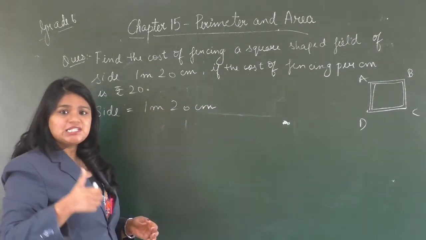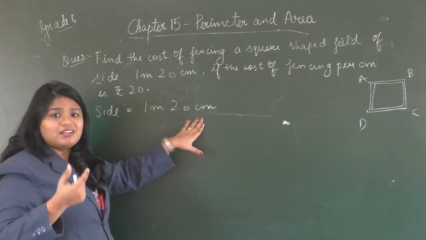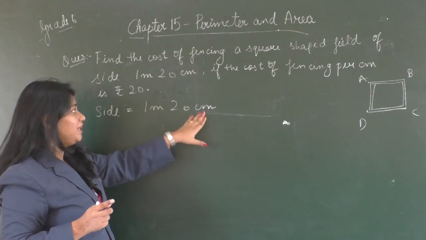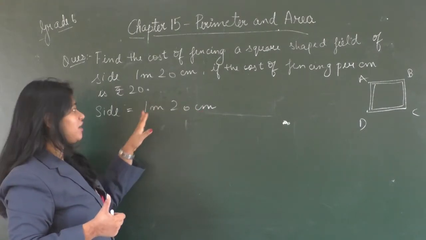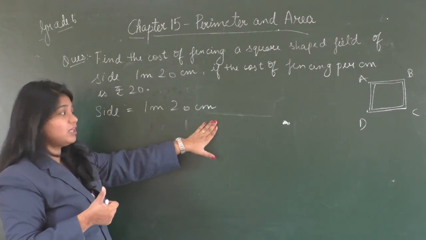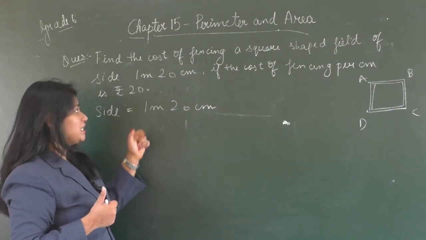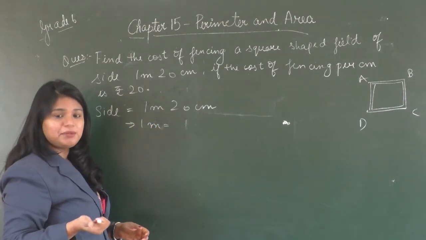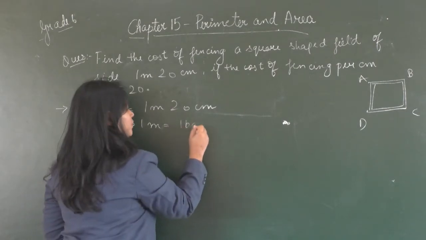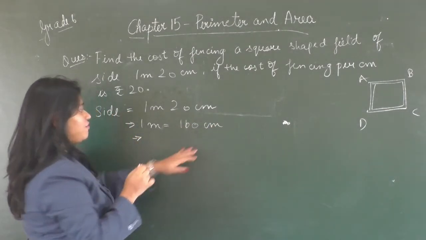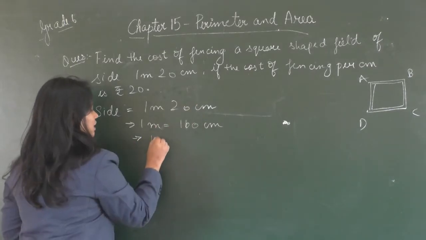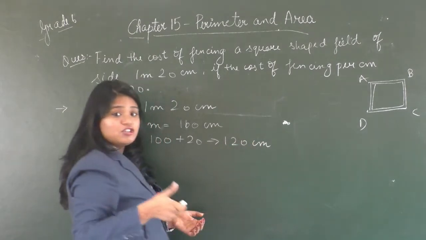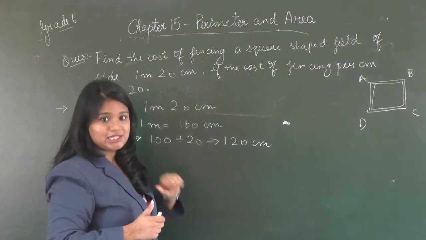Now we have always learned that when there are two units we cannot conduct any operation. So before that we need to convert any of the units into meter or centimeter, right? So either I will convert meter into centimeter or I'll convert centimeter into meter. So let's convert meter into centimeter. So we know that 1 meter is equal to how many centimeters? 1 meter is equal to 100 centimeter. So here we have 100 plus 20, that is 120 centimeter. So we found the side is equal to 120 centimeter.